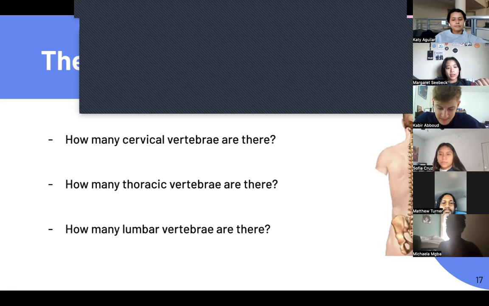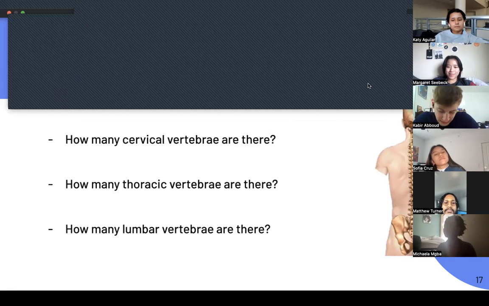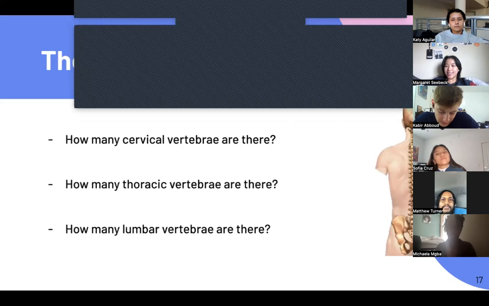So just remember that it's 7 a.m., 12 p.m., 5 p.m. to memorize how many different vertebrae there are in the body. So I hope that helps y'all. It helped me a lot when I was taking musculoskeletal anatomy.